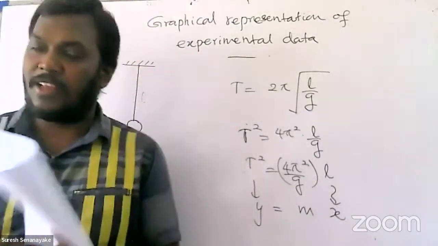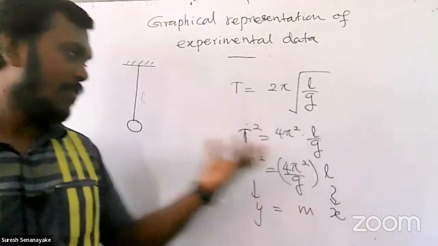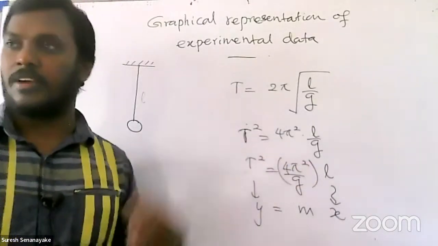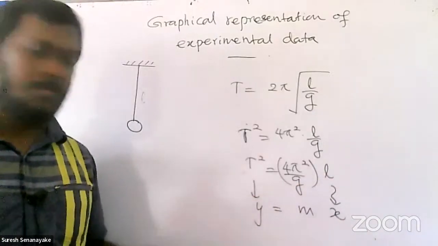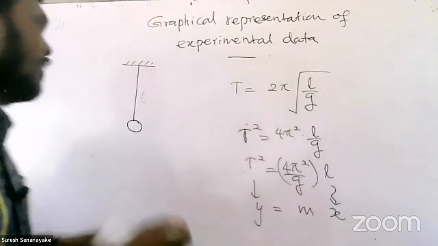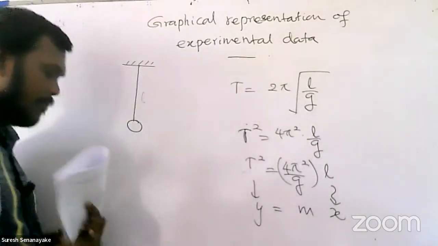You have to rearrange it. According to the given equation, you have to rearrange it to draw the graph, right? That length is the independent variable. This one is the dependent. Clear? Because by changing the length, you can measure the time period.